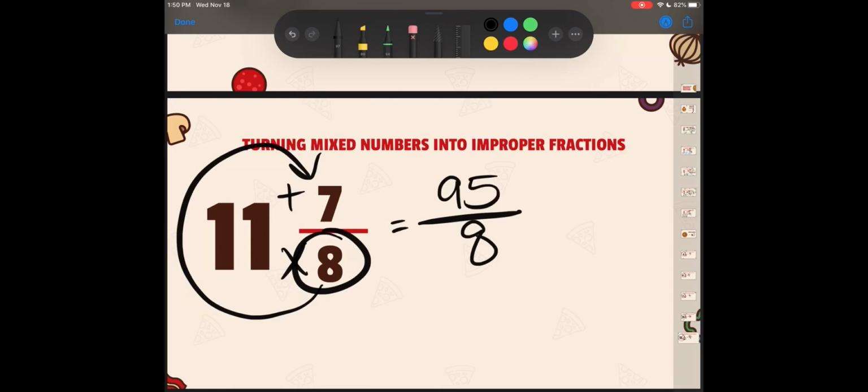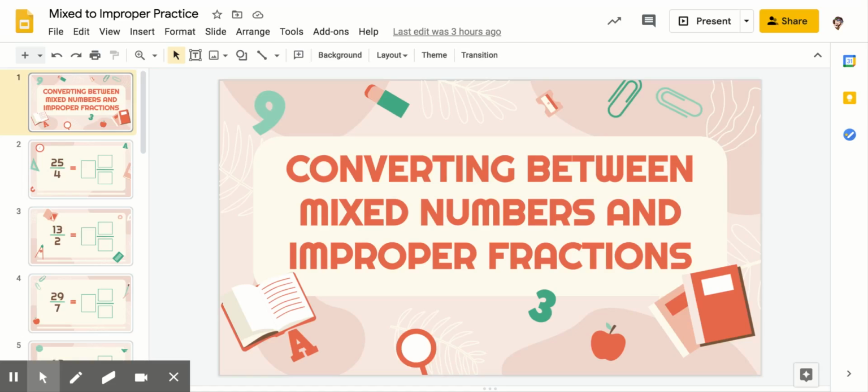So let's go ahead and look at today's assignment. All right, y'all, here is our assignment for today. We are converting between mixed numbers and improper fractions.